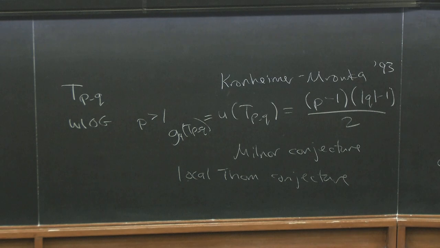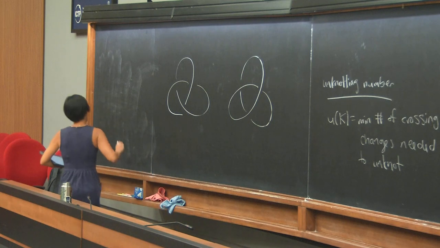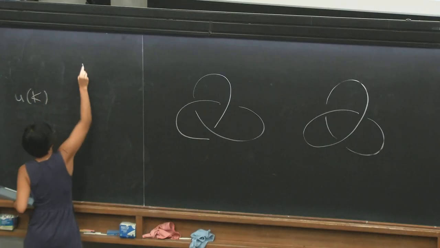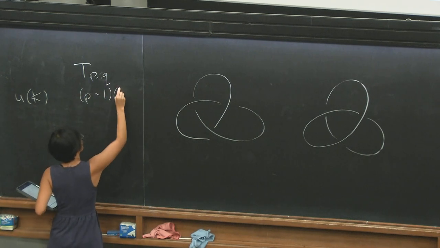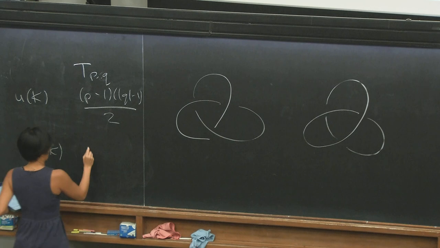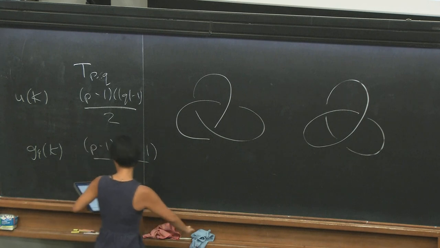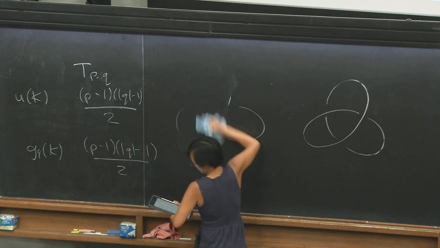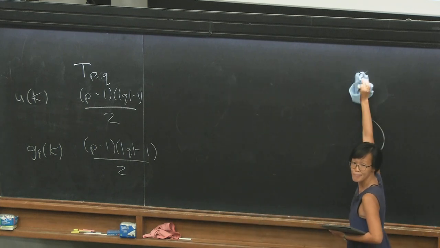Okay, and so maybe let's keep track of these facts that we're collecting. Great, so we know that the unknotting number of T_{P,Q} is the same as the four-ball genus of T_{P,Q}. Any questions so far? All right.